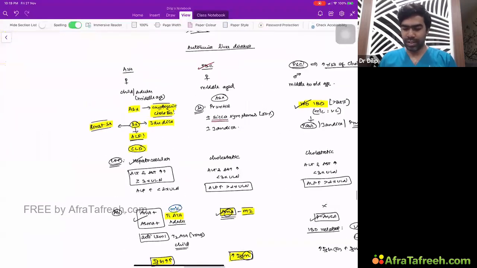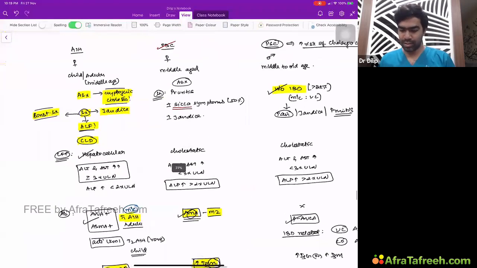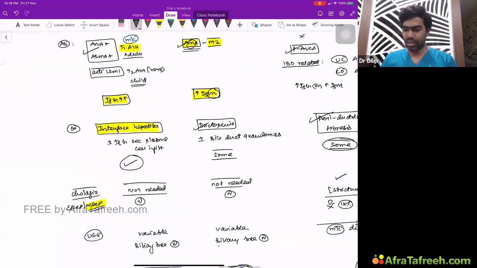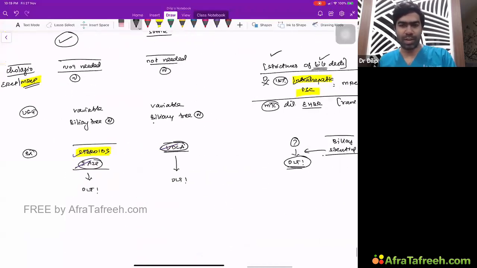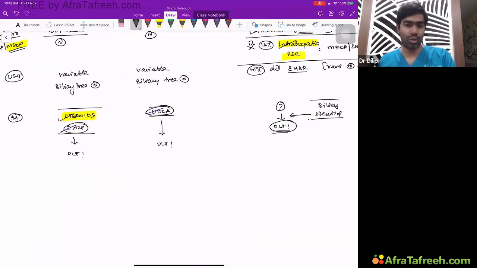These are the differences between the three most important autoimmune liver diseases. Whatever I have told you here are the facts and the questions, so these are the questions that you'll be getting in exams for sure.